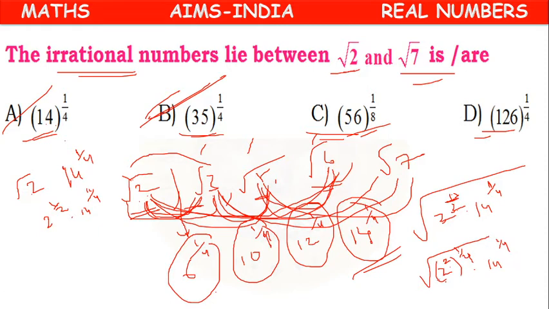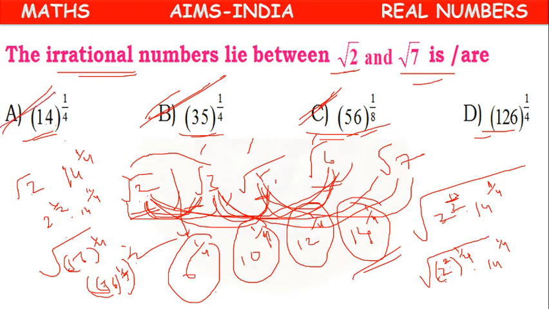1 by 4 is common. 2 square means 4. 4 into 14, 56. So we will have 56 whole to the power of 1 by 4. But this square root can be written as 56 to the power of 1 by 4 whole to the power of 1 by 2, that is 4 into 2, 8. So 56 to the power of 1 by 8 is also possible. So 3 options are possible. Okay, children, ABC is the right answer.